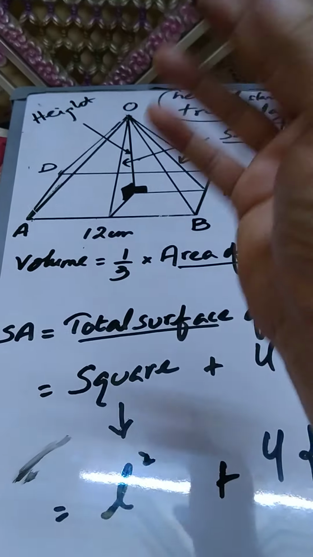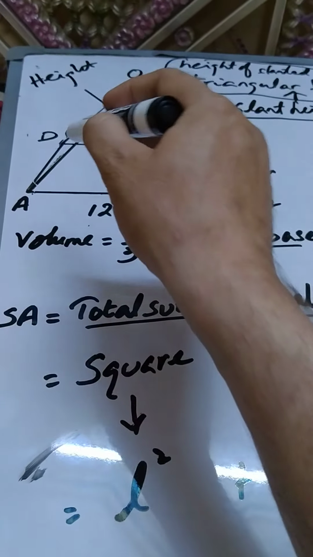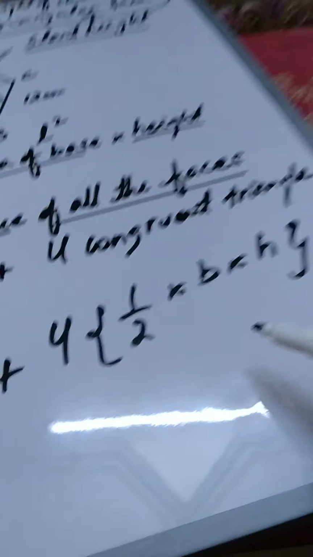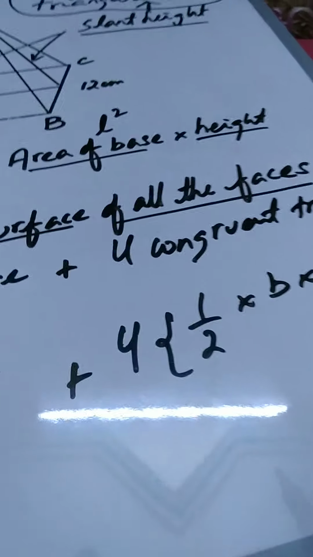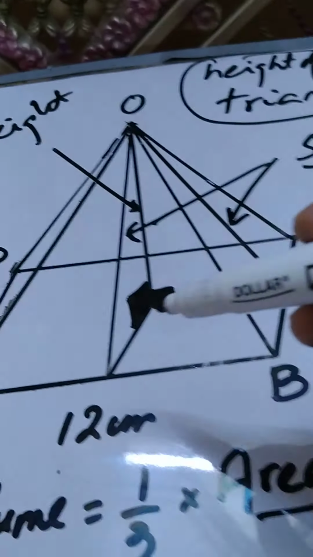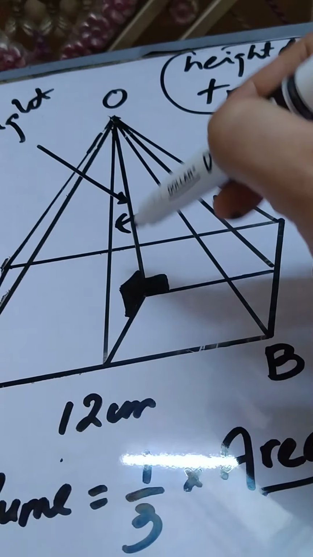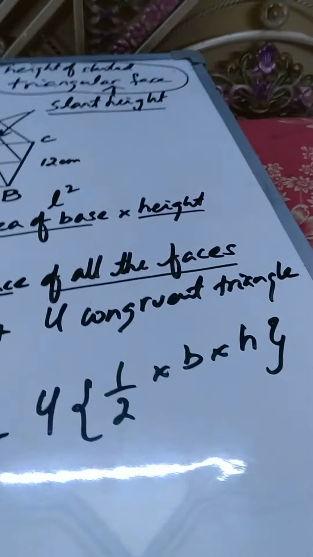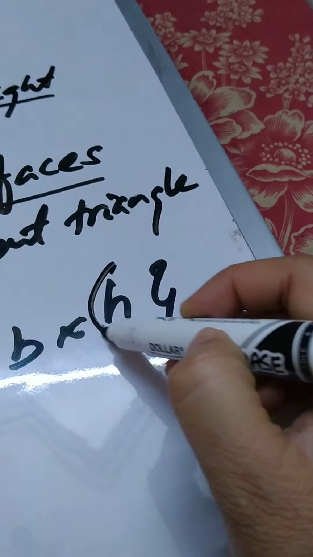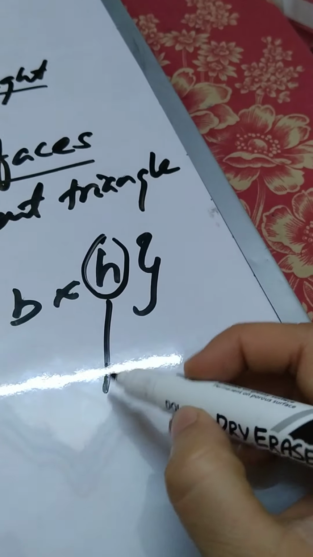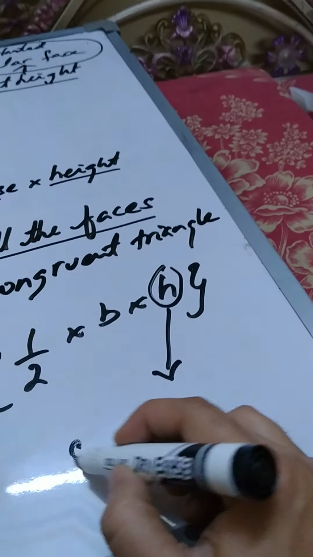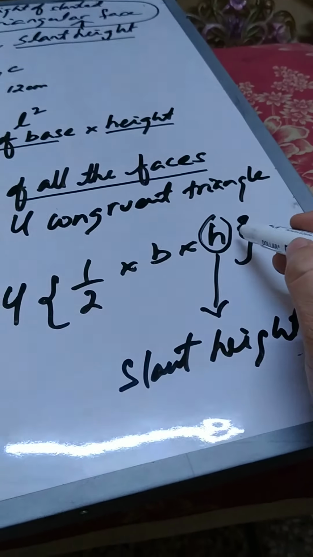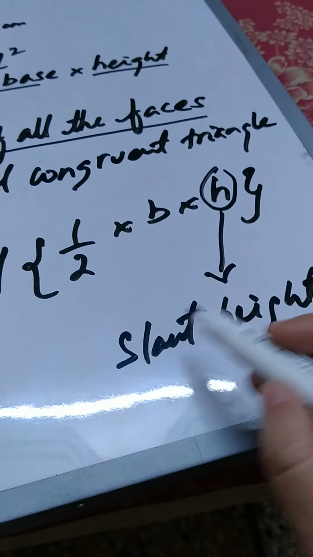A square base pyramid has five faces: one square polygonal base and four congruent triangles attached to all the sides, all the lengths of our square polygonal base. Remember, when calculating volume, we use the height of the pyramid, the shortest vertical distance from the apex to the polygonal base. But when calculating the total surface area, this is the height of the triangle. Always remember, the height of the triangle is always the slant height of the pyramid.